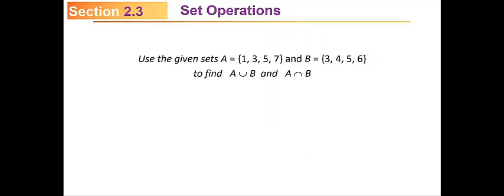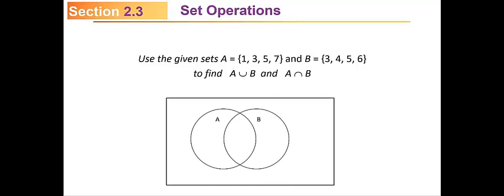For example, use the given sets. A is a set consisting of the numbers 1, 3, 5, and 7, and B is a set consisting of the numbers 3, 4, 5, and 6 to find A union B and A intersect B. We can do it with the Venn diagram just to see it more visually, but you don't have to have the Venn diagram to do these problems. I want to illustrate it with a Venn diagram just to show you the visual representation of it.